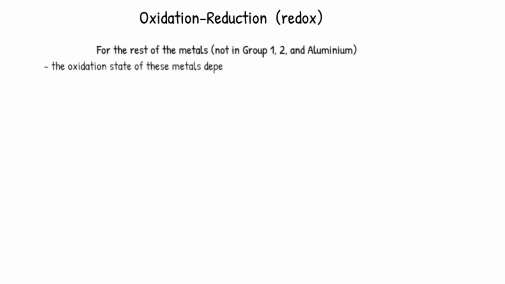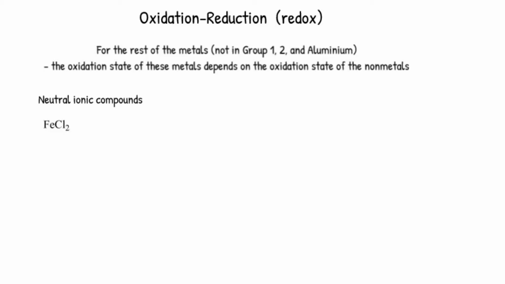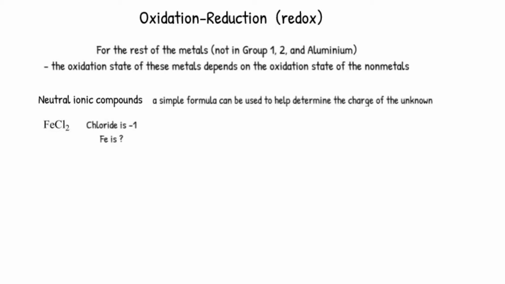To assign the oxidation number or oxidation state of the rest of the metals that are not in group 1, group 2, or aluminum, the oxidation state of these metals will depend on the oxidation state of the nonmetals. So for example, here are some neutral ionic compounds. FeCl2, the chloride is -1, the iron is unknown. A simple formula can be used to help determine the charge of the unknown. The sum of the unknown oxidation state plus the sum of the known oxidation state is equal to 0.